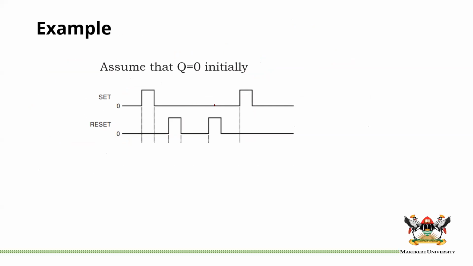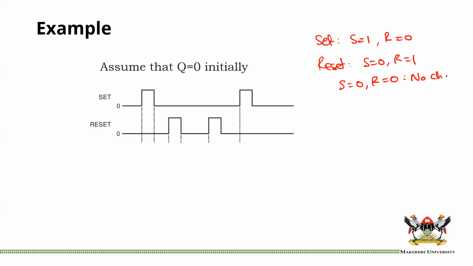Now, let us look at this example. We are going to assume that Q is 0. Obviously, we know that for us to set, S is equal to 1, R is equal to 0. For us to reset, S is equal to 0, R is equal to 1. So that's what you need. The other one is when S is 0, R is 0, this one is no change. And no change, you can call it Q naught, just to say that the initial Q prevails. Q naught not being like a time thing.